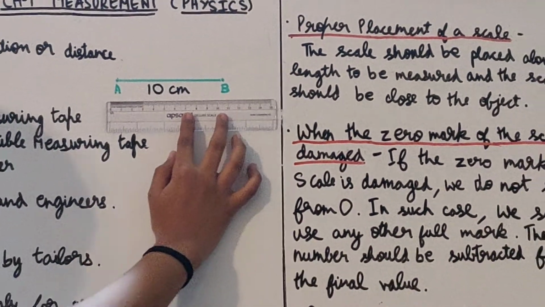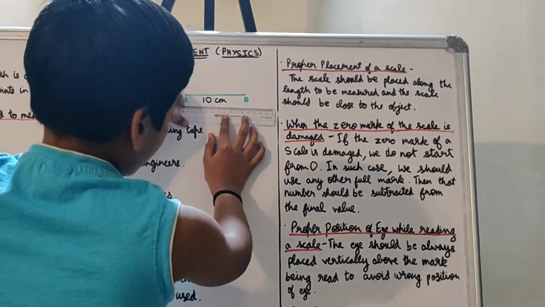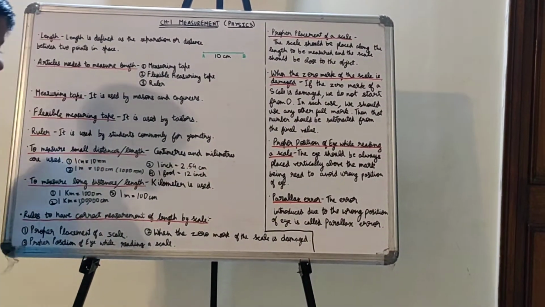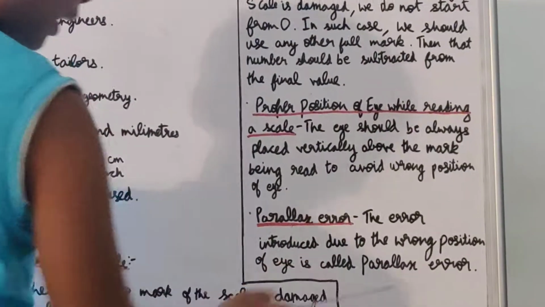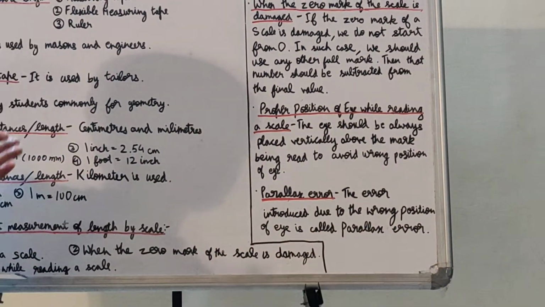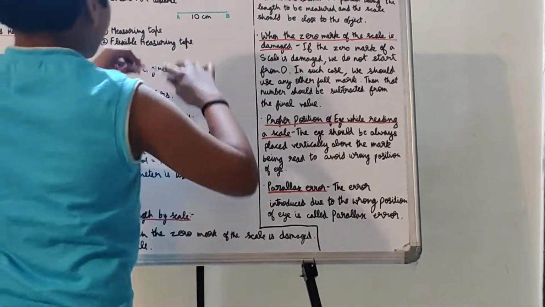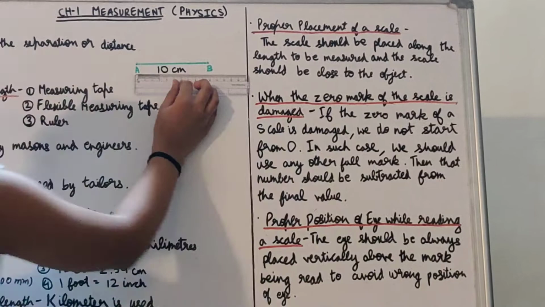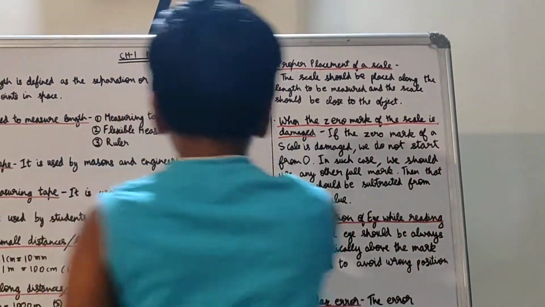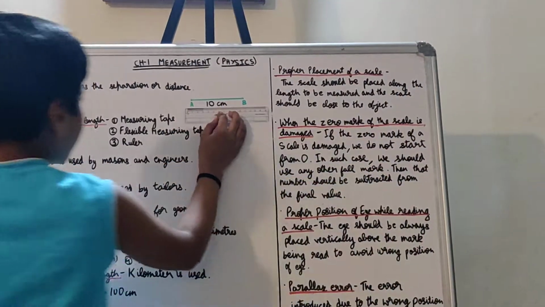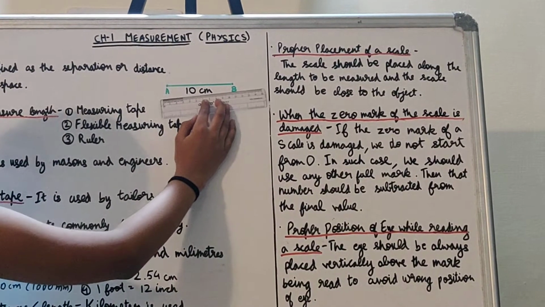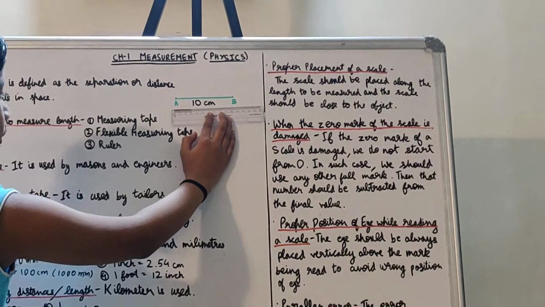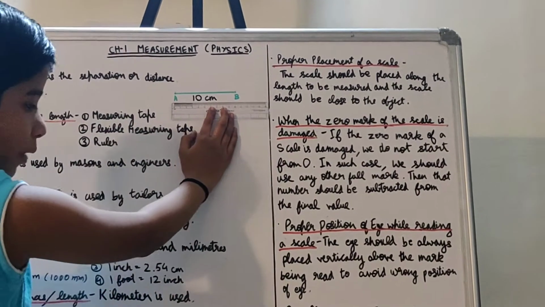Now we will study parallax error too. The error introduced due to the wrong position of the eye is called parallax error. As I have earlier told, if I see from here or from here, it is showing wrong answers, 11 centimeters and 10.5 centimeters. That is wrong.